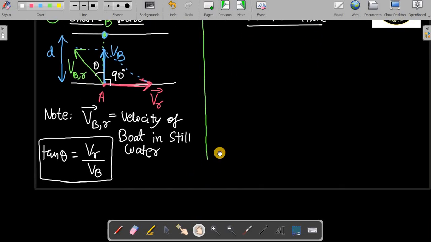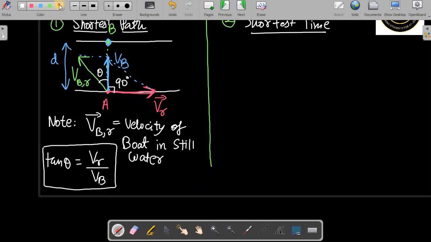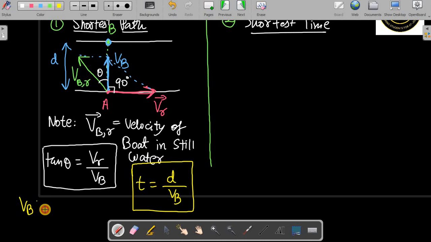For the shortest path approach, if they ask what is the time taken, then time is equal to distance by speed. Distance, and the speed in that direction is Vp. You can take this time as distance by speed. How to calculate Vb? Vb is the resultant of this, right? So first of all, we can calculate Vb as the resultant, at 90 plus theta.